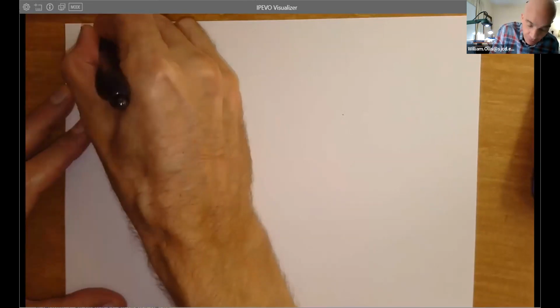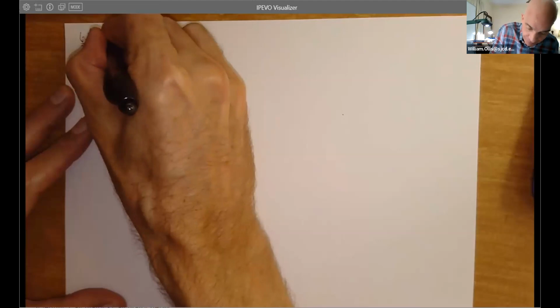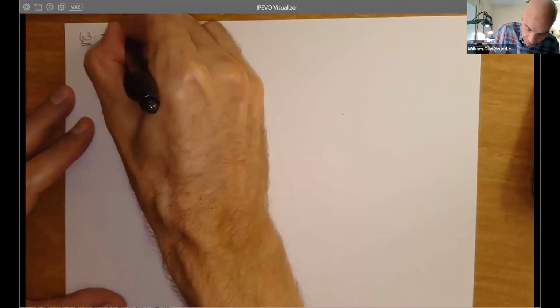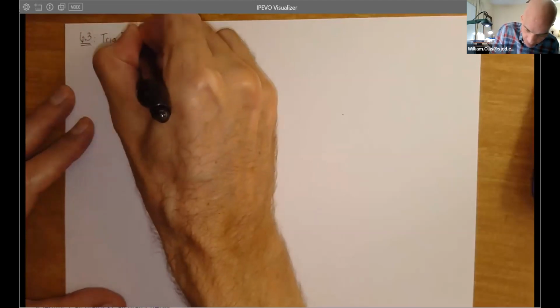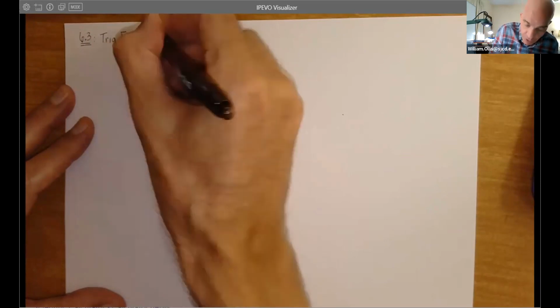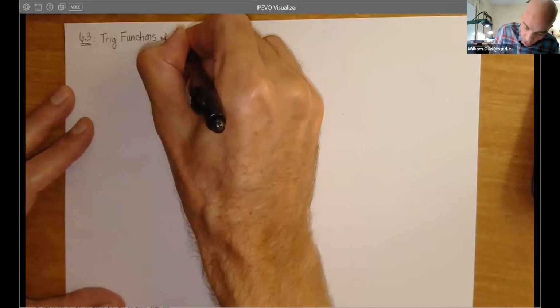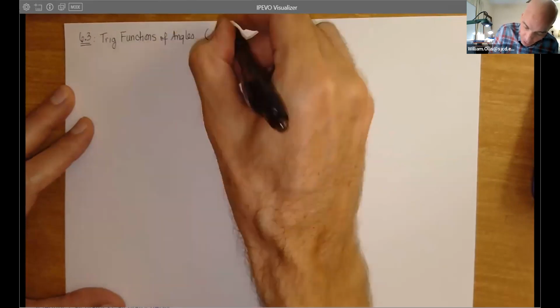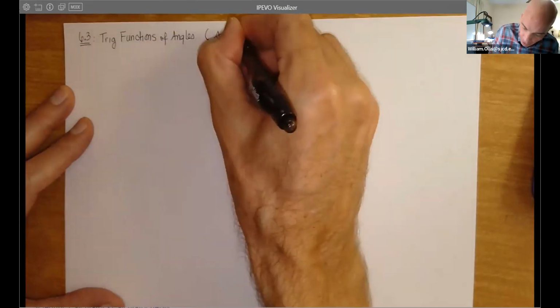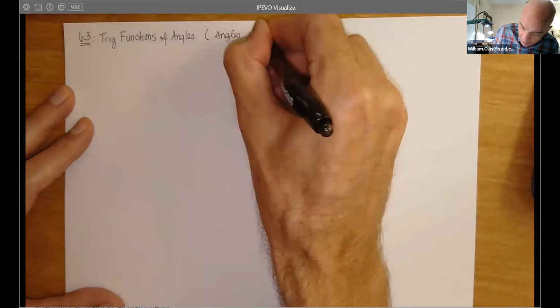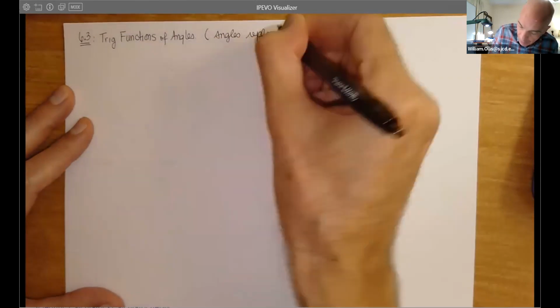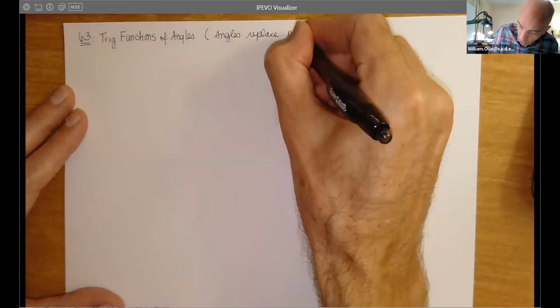trig functions of angles. Angles replace measurements along S1.